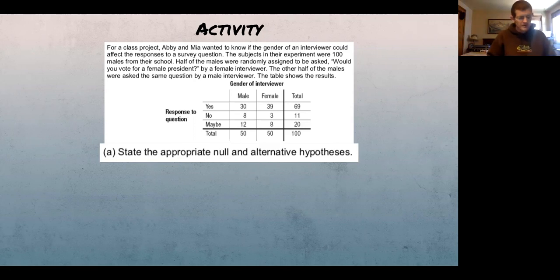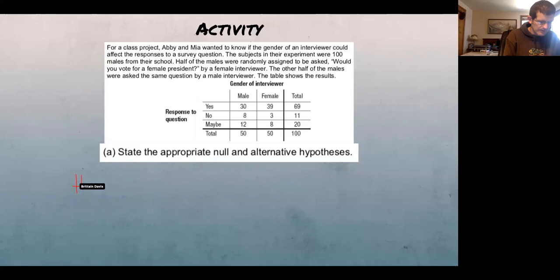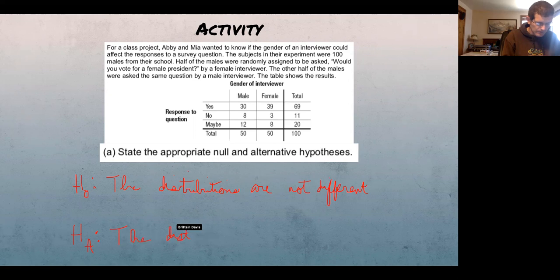Okay, so luckily hypotheses for chi-square are all pretty straightforward. We already made the point that all we're doing is looking at 2 distributions and seeing if they're the same or not. So our null and alternative hypotheses, really without even reading the prompt, if I know it's a test for homogeneity, are: the null is the distributions are not different, and the alternative would be the distributions are different.